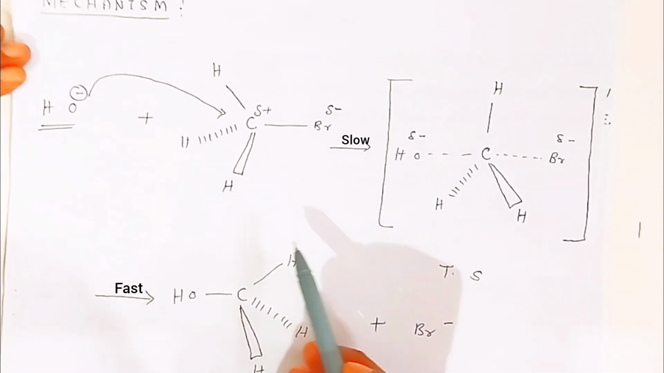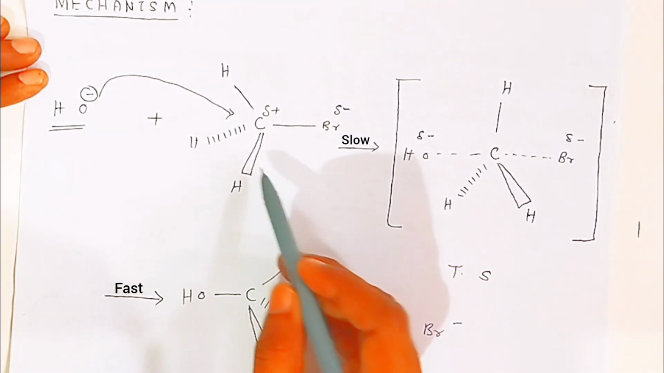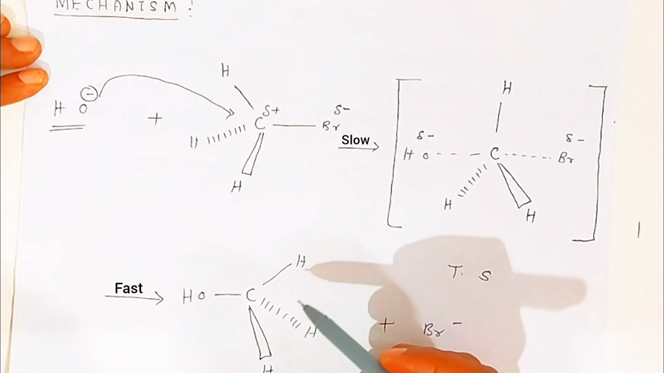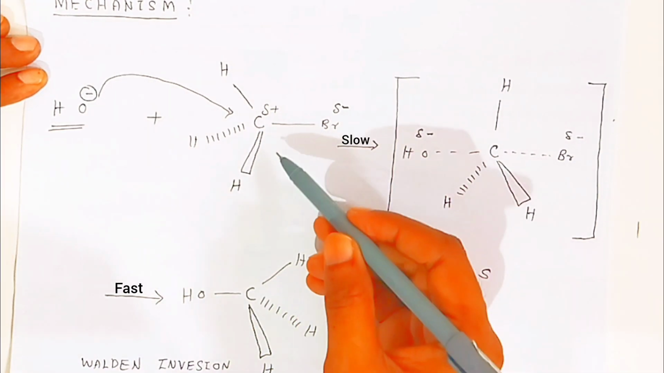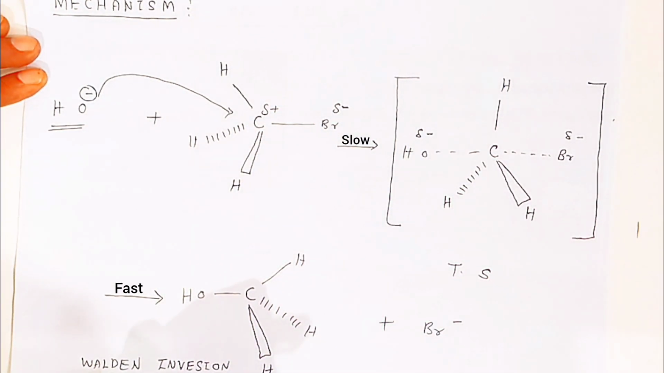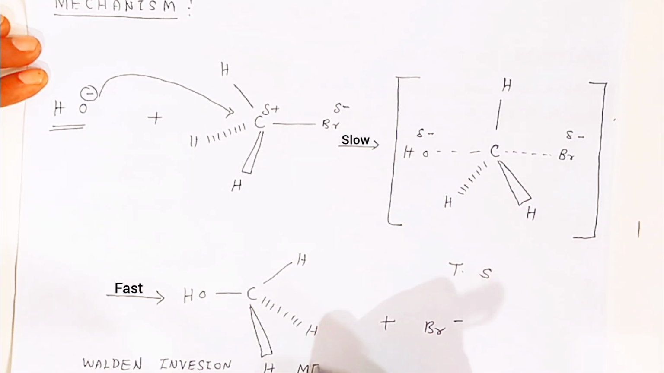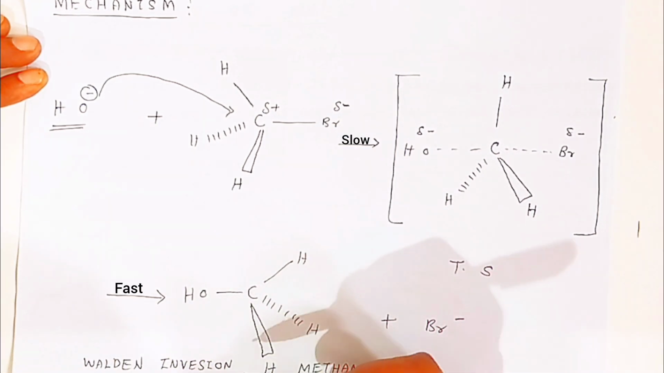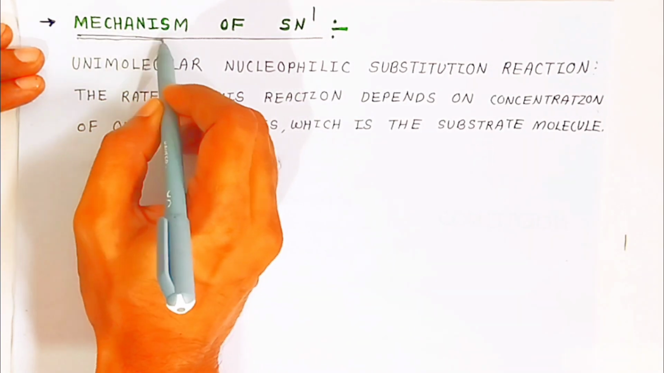Understanding? So this is the mechanism, students, because if you see the structure, there is an inversion type of configuration. This is also called Walden inversion. When you see the structure, there is an inverted type of structure. That is why this was given by the scientist Walden, and it is called Walden inversion. This is the methanol. So the structure of the product will be inverted. That is why it is called Walden inversion. Now, the mechanism of SN1.